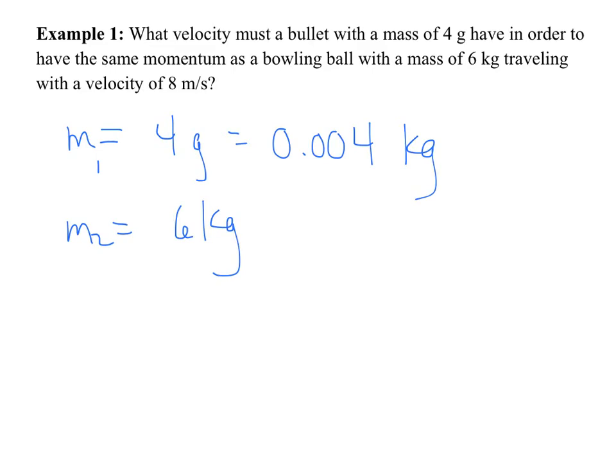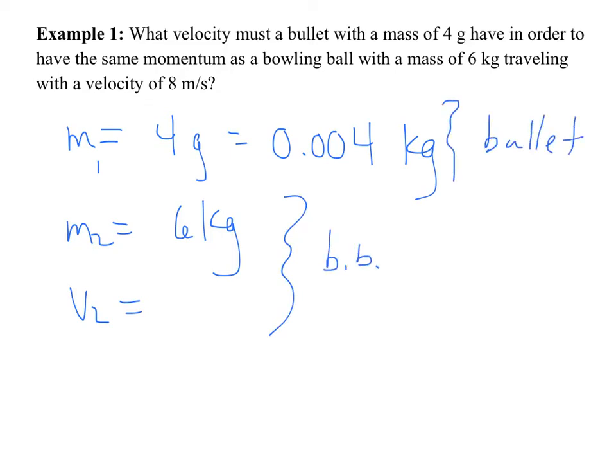Okay? So we have to look at this and realize that the answer we're going to get for v, this is the velocity of the bowling ball, v2. It doesn't matter. This is the bowling ball, right? This is the bullet. Okay, so the bowling ball's velocity is 8 meters per second. The velocity of the bullet is what's unknown. Now, you can go ahead and find the momentum of the bowling ball, set it equal to the momentum of the bullet, and solve. Or you can just set the formulas equal. Please make life easier on yourself. So say the momentum of object 1 equals the momentum of object 2.